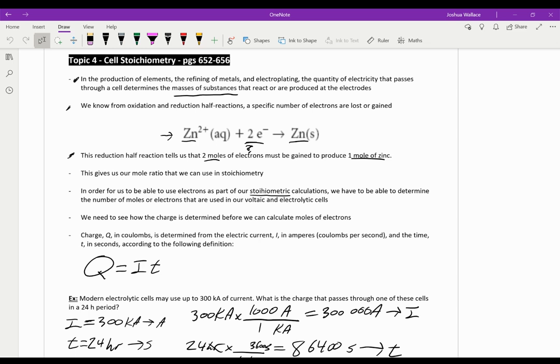Good day, Chem 30s. We're going to look at topic 4, which is cell stoichiometry. So we had a little bit of practice with this already in this unit. We're going to have a little bit more here, just in reference to dealing with actual cells.